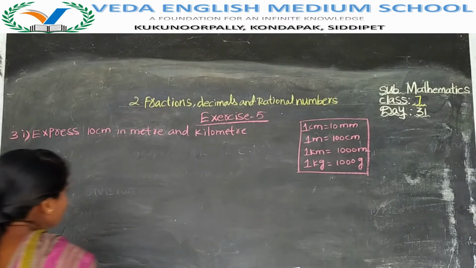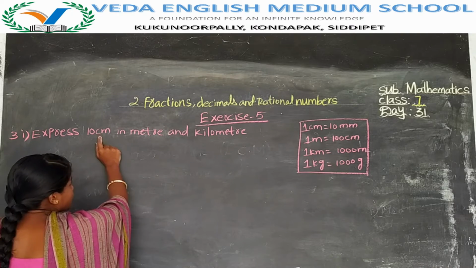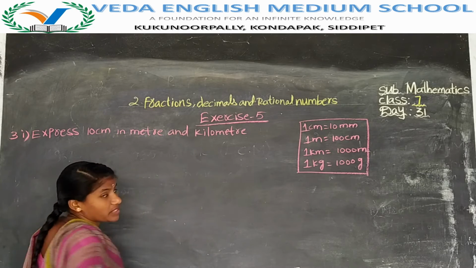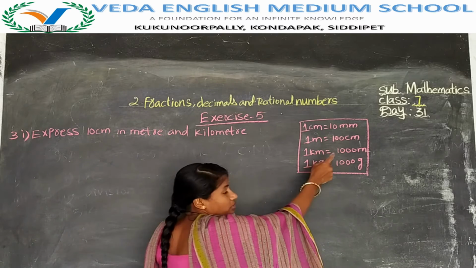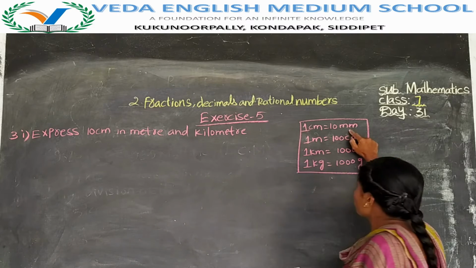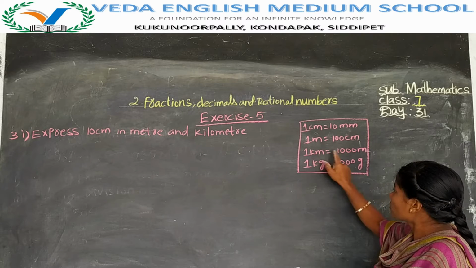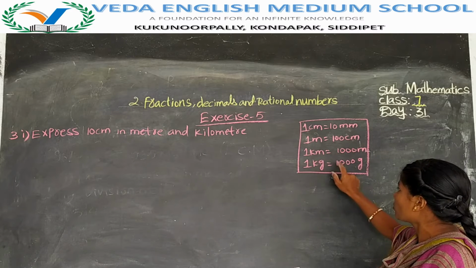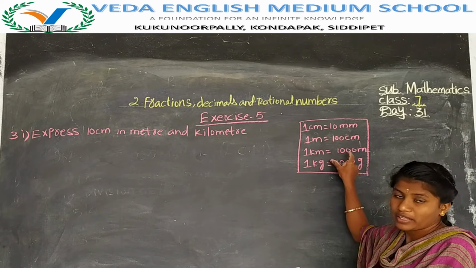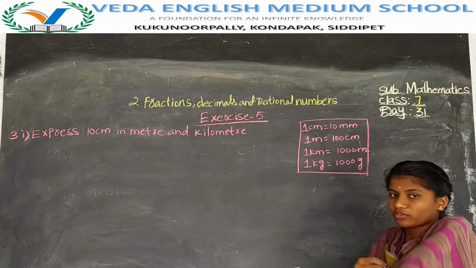Express this 10 centimeters. We have to convert this 10 centimeters into meters and into kilometers. Now, in your textbook in the exercise you have this box. 1 centimeter is equal to 10 millimeters. 1 meter is equal to 100 centimeters. 1 kilometer is equal to 1000 meters. 1 kilogram is equal to 1000 grams. Now, by using this box we have to find.